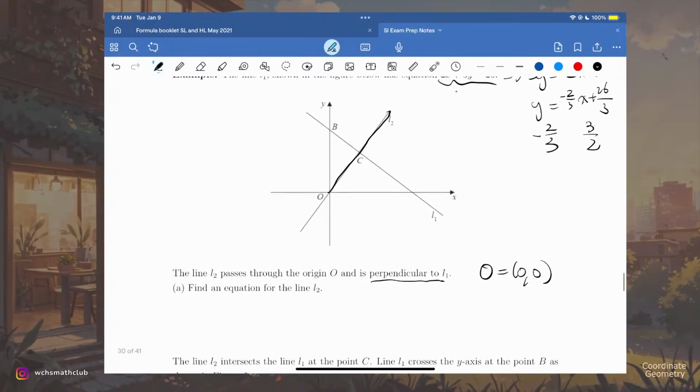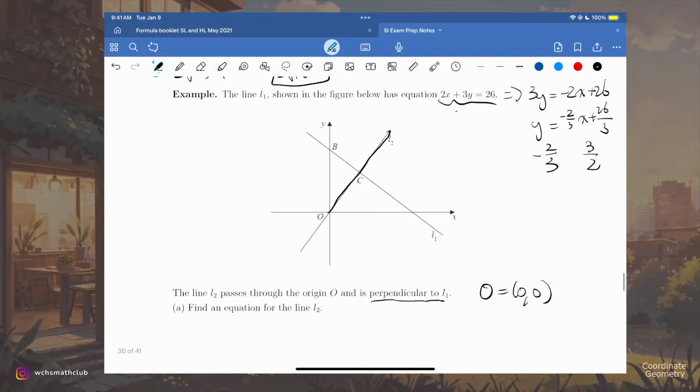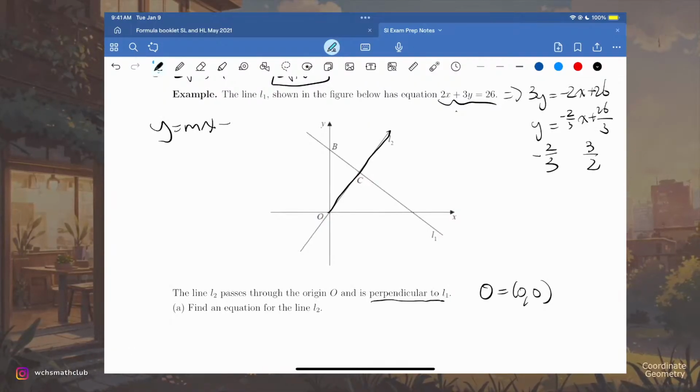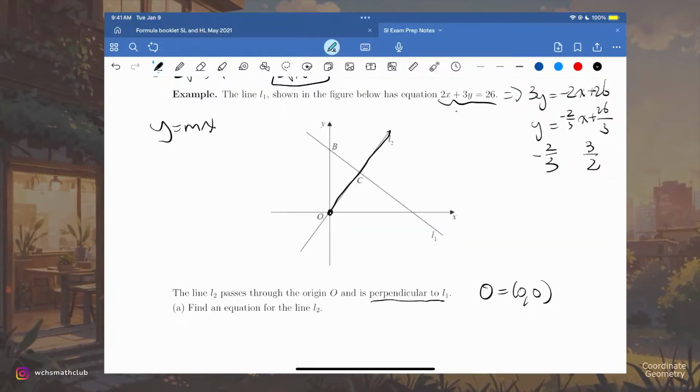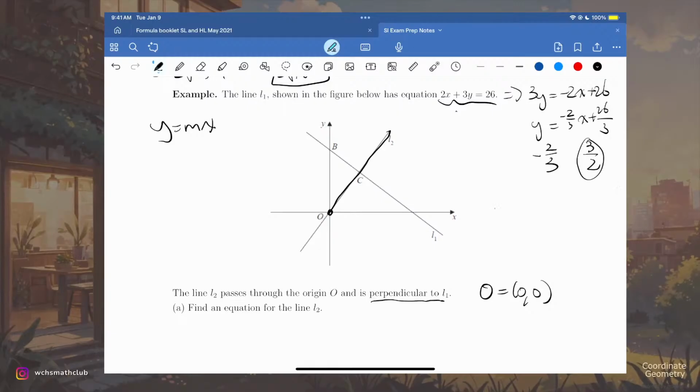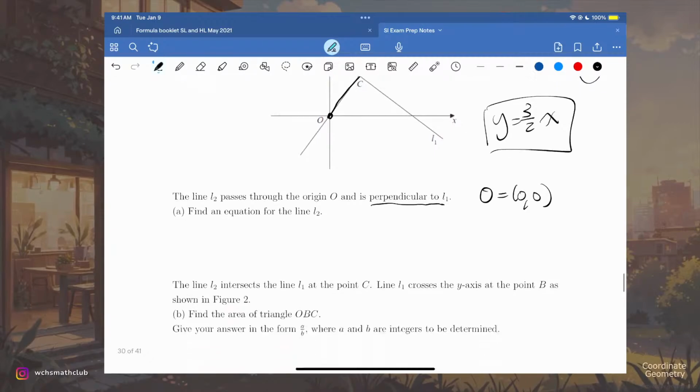And we can substitute into point slope form. But as I said, y equals mx plus b is the general equation of a line. But we know that the y-intercept equals 0, so this term is gone, and we have y equals mx as the equation of this line. But we know m is equal to 3 over 2. So y equals 3 over 2 x is the answer to this question.